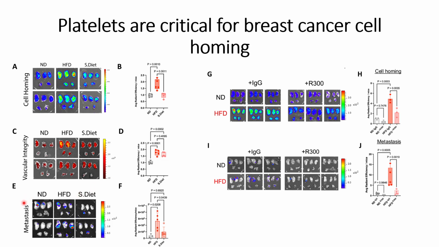After checking cell homing and vascular integrity, they found that cell homing has a more important role, in which the activated platelets play a role towards cell homing, whereas vascular integrity, where the endothelial cells play a role, does not have a significant impact. Next, they checked the metastasis, whether the switch diet has any role in metastasis or not. And what they were able to find out is that in the switch diet conditions, the metastasis goes down significantly compared to the high fat diet conditions.